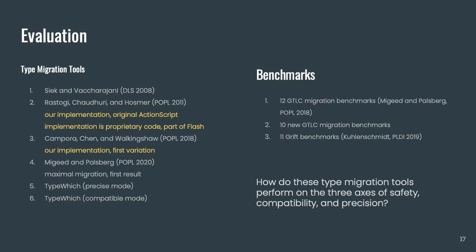We now present our comprehensive evaluation of gradual type migration tools. For our evaluation, we look at a number of type migration tools and a number of benchmarks. We re-implement 2 of the migration tools, one of which was lost with Flash. We also use 12 existing GTLC migration benchmarks, 10 new migration benchmarks that we created to challenge R and other tools, and 11 Grift benchmarks. We want to ask, how do each of these tools do on each of these benchmarks in terms of our 3 axes of safety, compatibility, and precision?